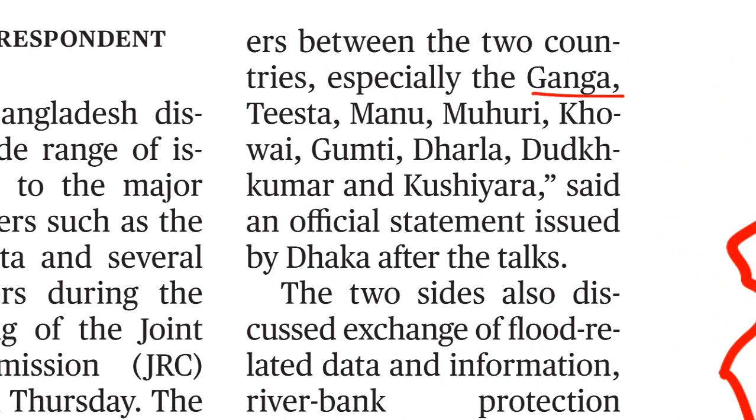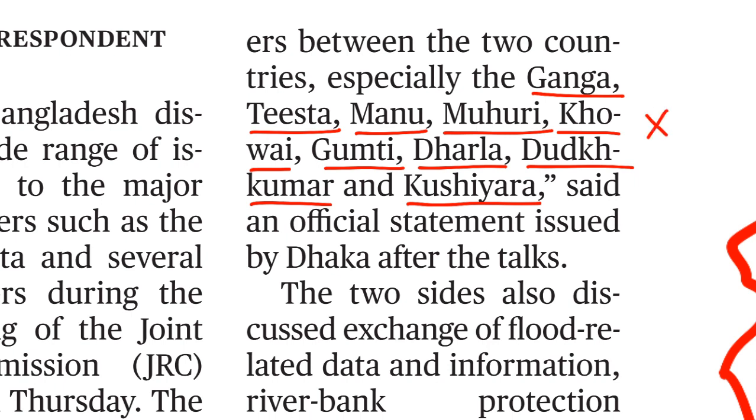They are the Ganga, the Teesta, the Manu, the Muhuri, the Khowai, the Gumti, Dharla, Dudhkumar and Kushiara. Clear? So Dudhkumar and Kushiara are the important rivers that are flowing from India to Bangladesh. Why am I coming with this data? Because when you observe the recent UPSC pattern of asking questions, they are generally concentrating on river names and everything. Clear? So this is very important from a geographical perspective also, and from a polity and international relations perspective also.